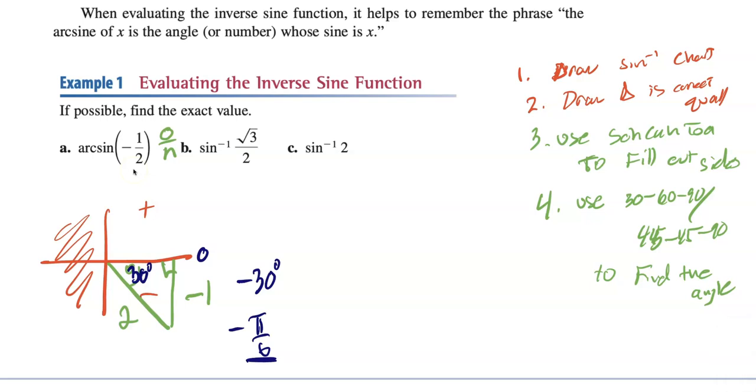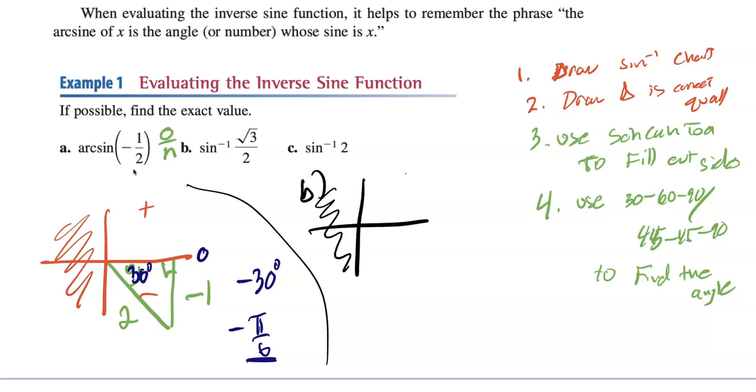Now that we know it, we're going to do the same thing for B. We're going to do it a little faster. So for B, again, draw it. Sine inverse is going to go here and here. This is a positive one, so it's up here. There's my angle. SOHCAHTOA, opposite over hypotenuse. Opposite is radical 3, hypotenuse is 2. This is a 30-60-90 triangle again, but now we have the radical 3 opposite. So that means this is a 60-degree angle. So 60 degrees is my answer, or in radians, pi over 3.